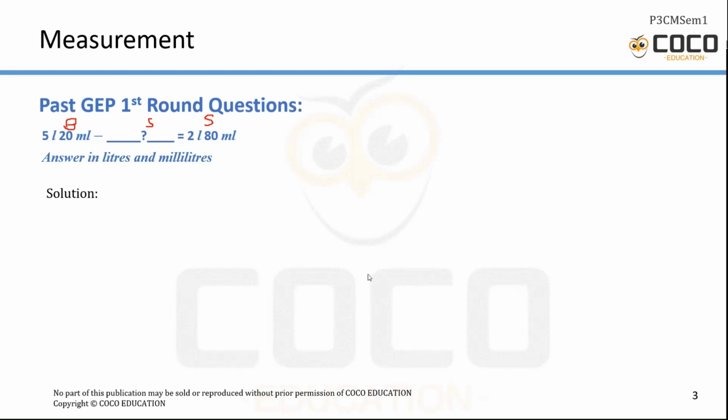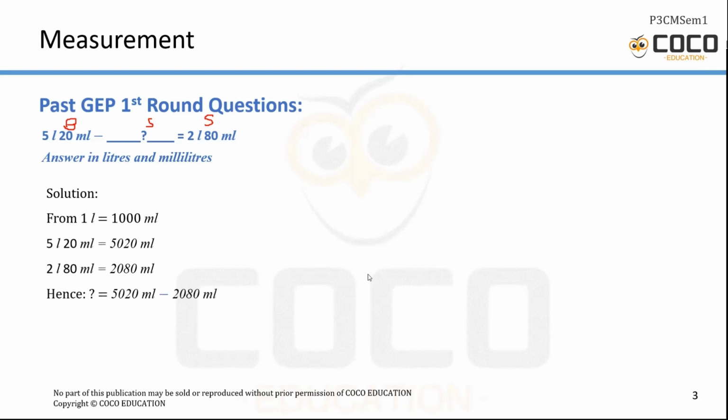In order to subtract, we convert everything into milliliters. We know that 1 liter is 1000 milliliters, correct? So 5 liter 20 milliliter is 5020 milliliters, and 2 liter 80 milliliter changes to 2080 milliliters. The question mark, we already said, is the bigger one minus the smaller one. So you do this subtraction, and don't make a careless mistake. It's 2940 milliliters. And we know that the thousands place represents the liters already, right? So from here, we know this is 2 liter 940 milliliter. Okay, so this is about the unit conversion.